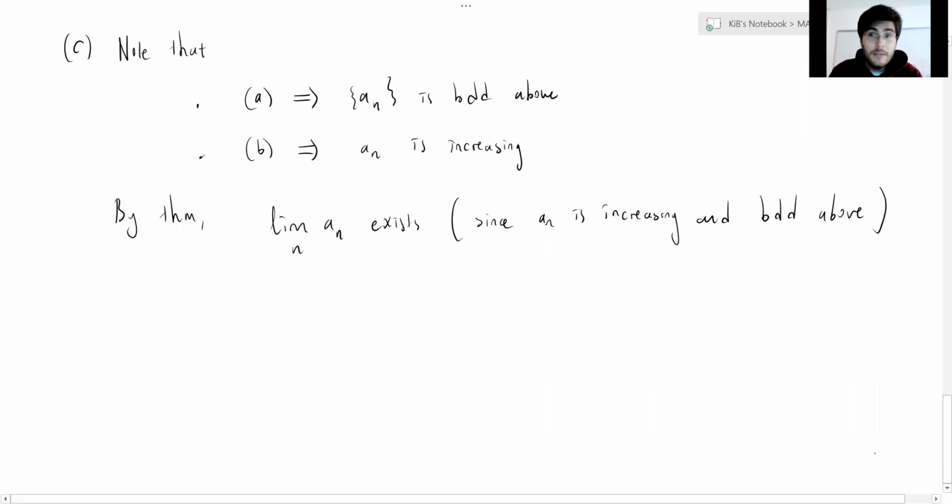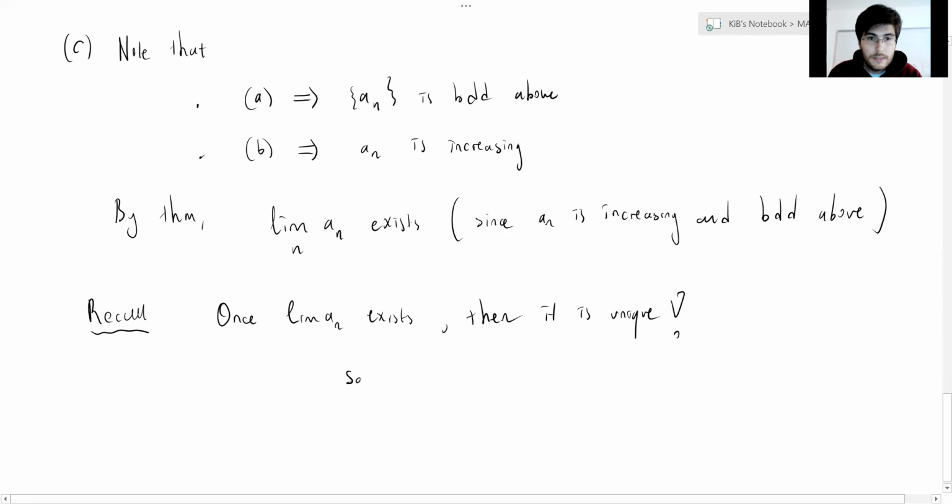Okay, fine. Now we ensure that the limit exists, and recall that once the limit exists, it is unique, right? So once lim a_n exists, then it is unique. For instance, say the limit of a_n is some finite number L. So this is some finite number. Okay, so the limit exists.